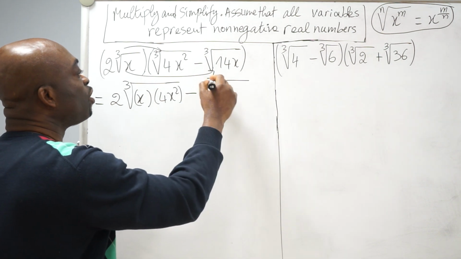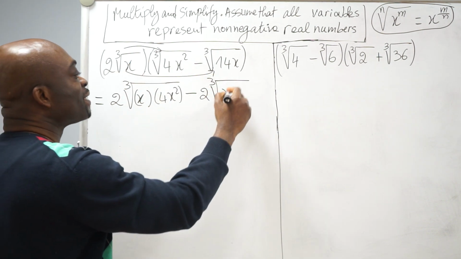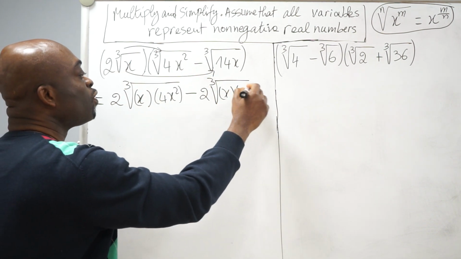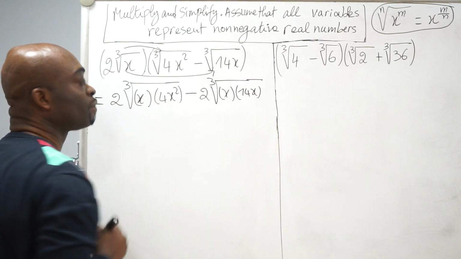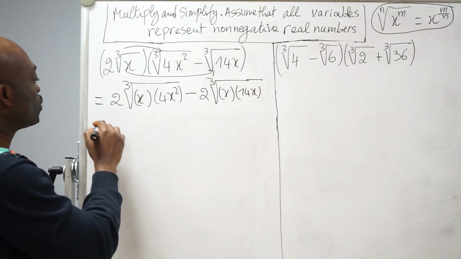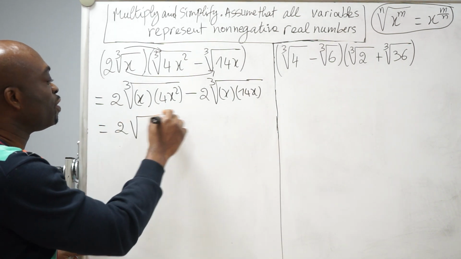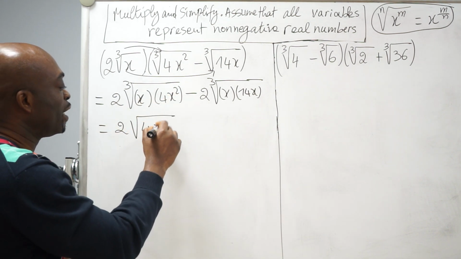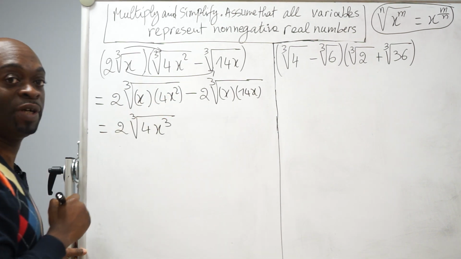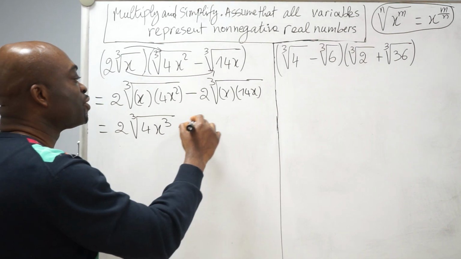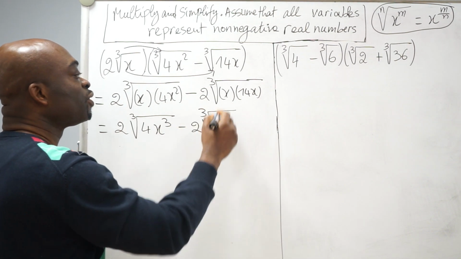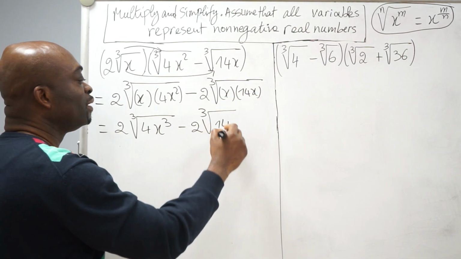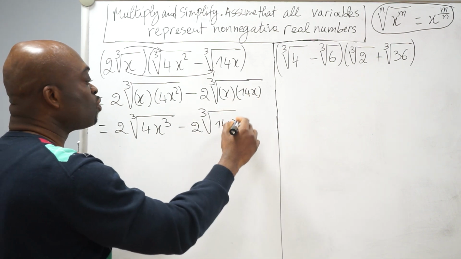And then cube root of x times 14x. Once we come down here, this is 2 cube root of what? X times 4x squared will give us 4x to the third under the cube root. Minus 2 cube root of what? 14. X times x is x squared.